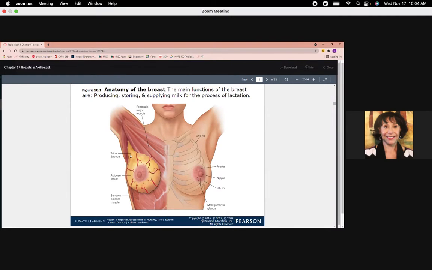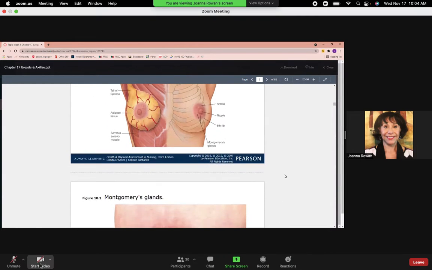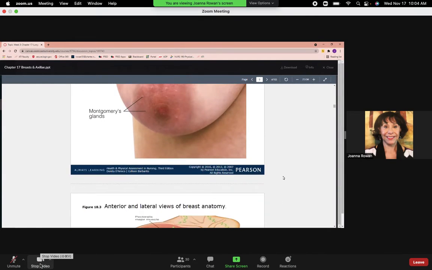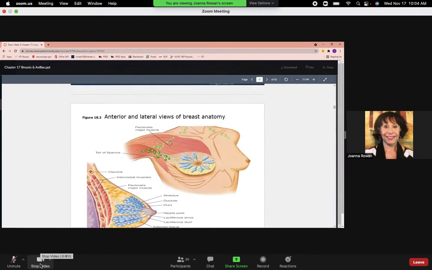The reason you need to know that is because most breast cancers occur on the tail of Spence, and usually on the left breast. So know that. Nothing on mammary glands, just know the pectoralis and what its purpose is.